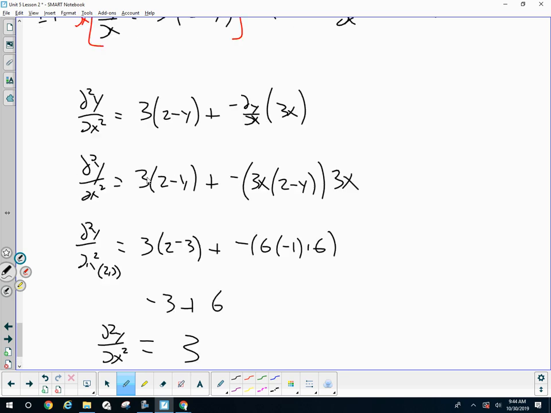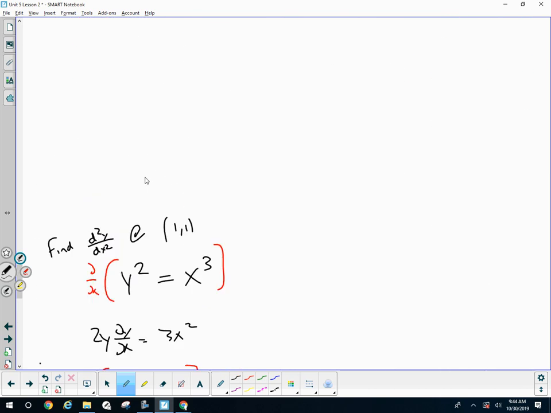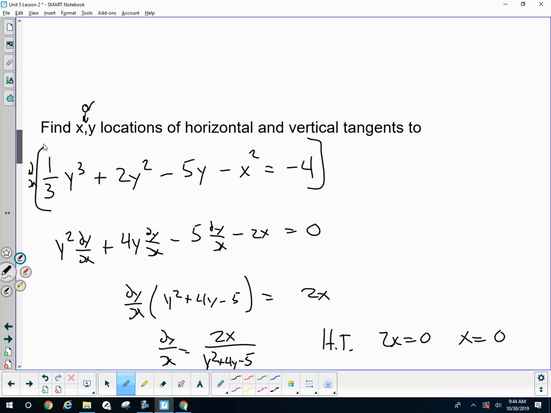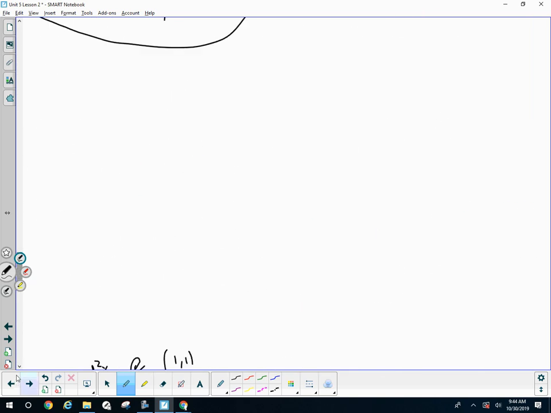All right, so that's it for implicit derivatives, okay? We did horizontal and vertical tangents. We did second derivatives. You will see more questions on your homework that will prepare you.